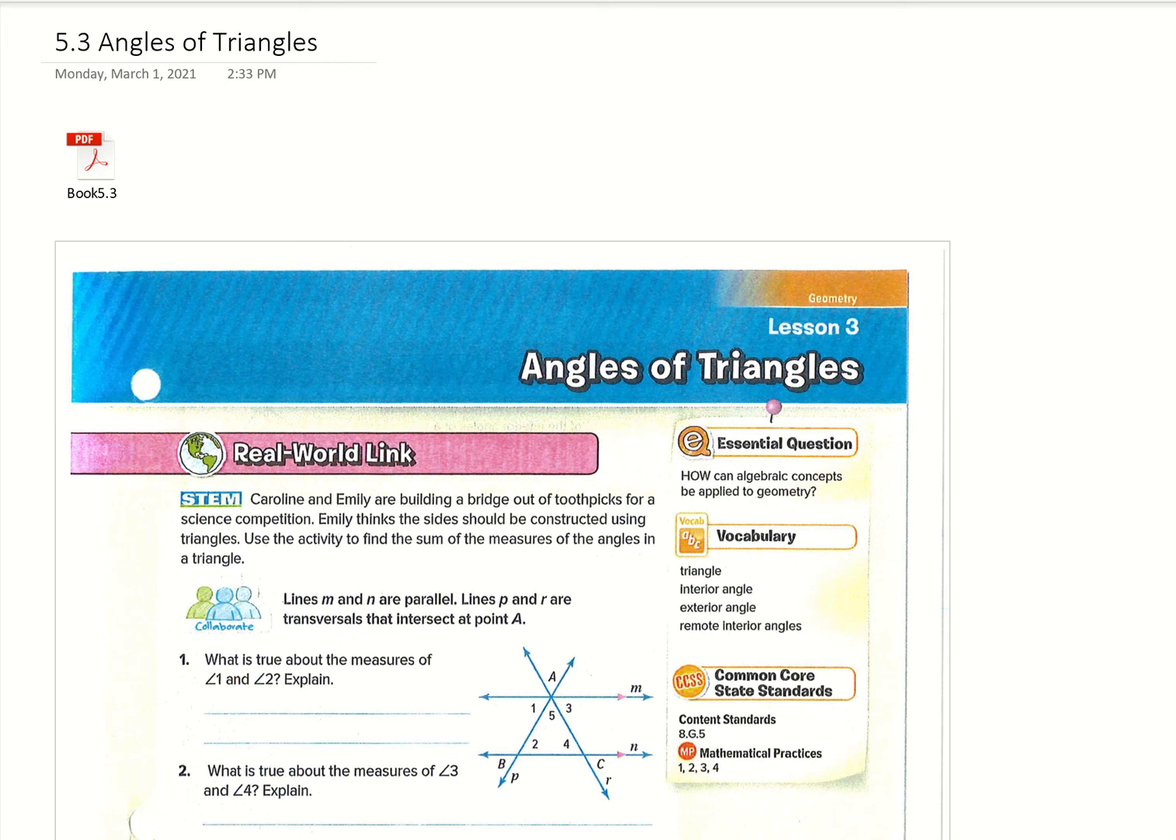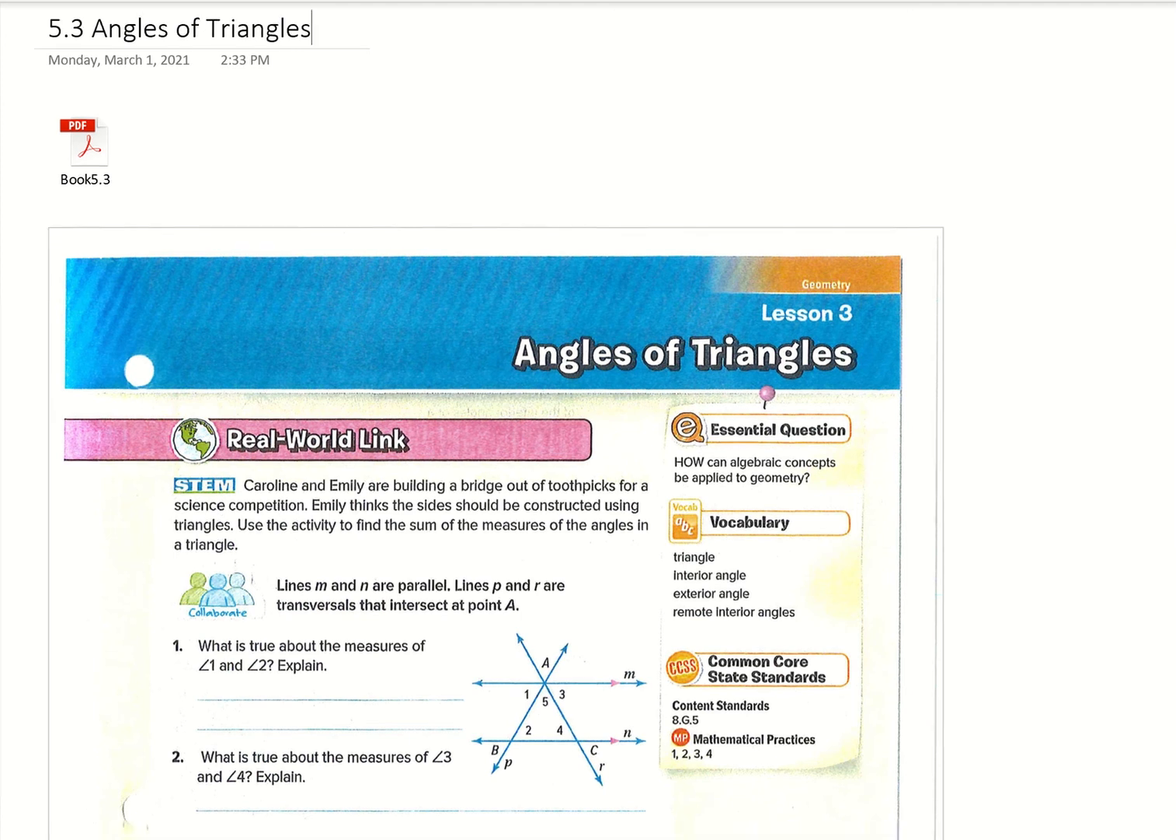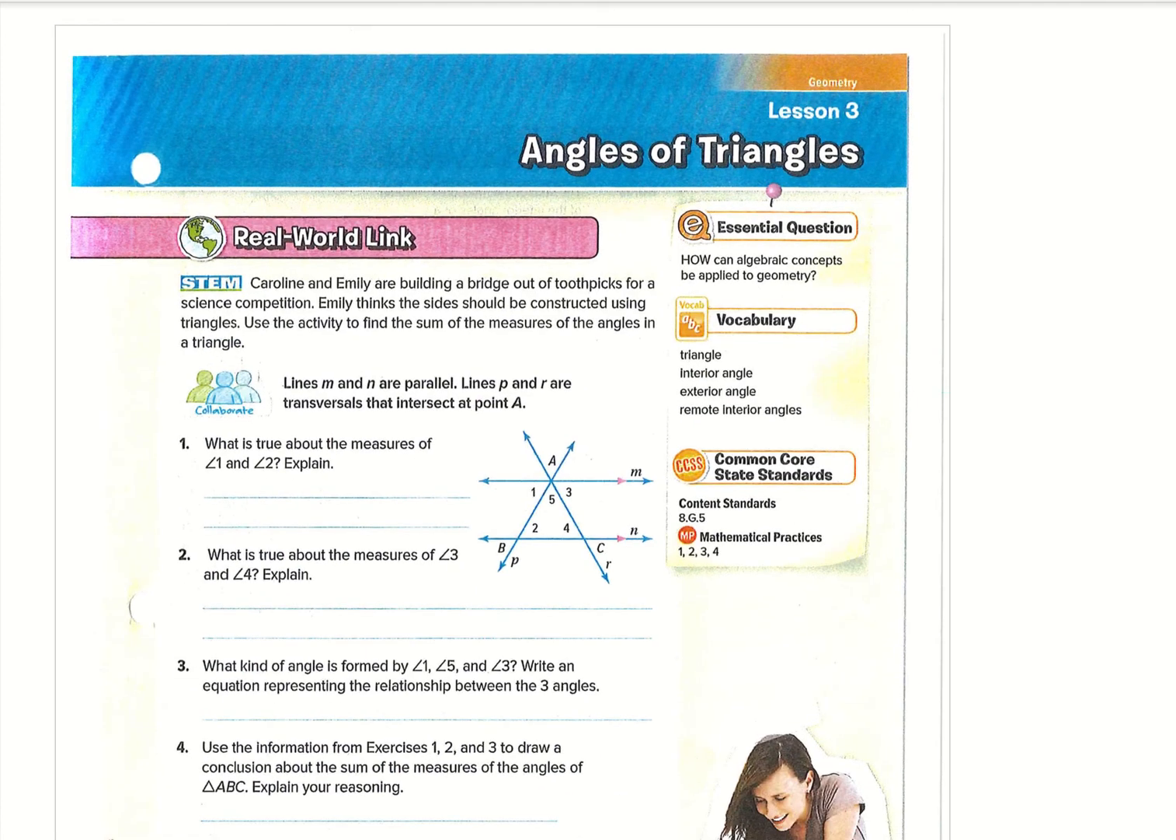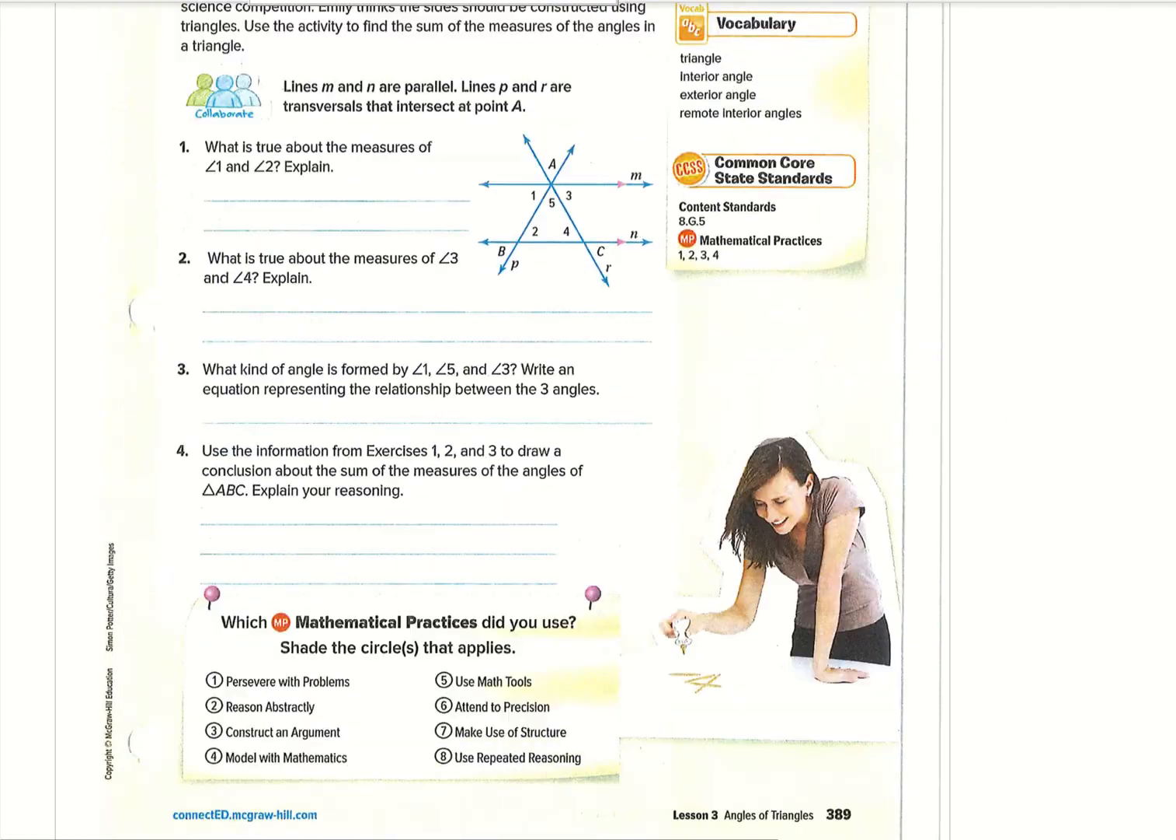Today we are going to be working on 5.3, which is angles of triangles. We're going to use a lot of the stuff that we did last class and in the last video, as well as some of the stuff that we worked on with triangles, just to look at the interior and exterior angle measures of triangles. We're going to jump into that now.